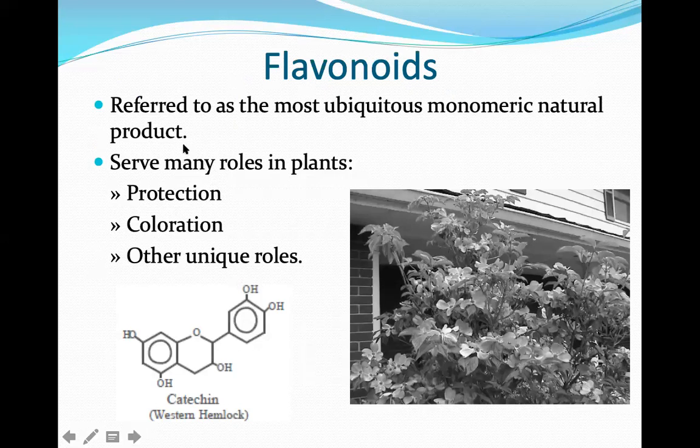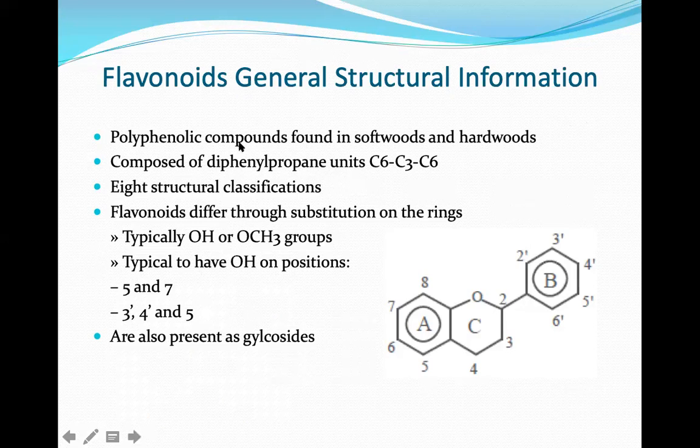Flavonoids I already discussed in yesterday's lecture. They are ubiquitous monomeric natural products present in various kinds of plants and serve many roles in plants: protection, coloration, and other unique roles I discussed yesterday. This is the structure of a catechin. Yesterday I showed you the general structural formula of flavonoids, which I repeated several times. They are C6, C3, C6.